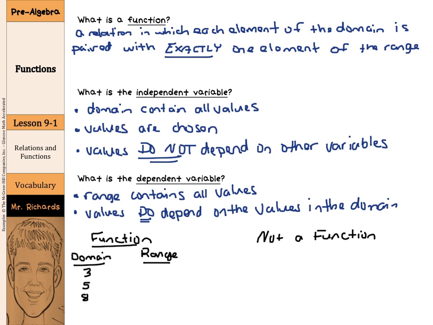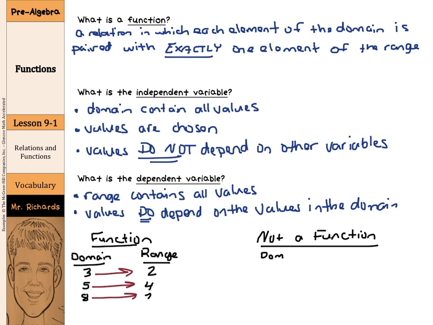Now, what if I say, okay, for my range, I'm going to have the values 2, 4, and 7. Well, you might be able to recognize that our rule here was just subtracting 1, but you'll be able to tell that the 3 and the 2 match, the 5 and the 4 match, and the 8 and the 7 match. Each domain has exactly one element in the range. That's a function.